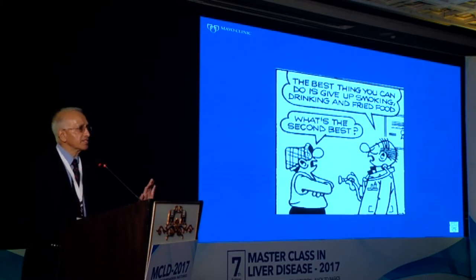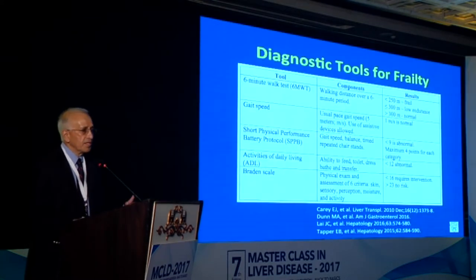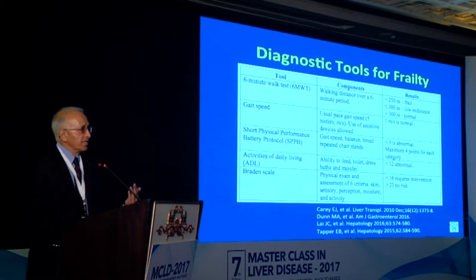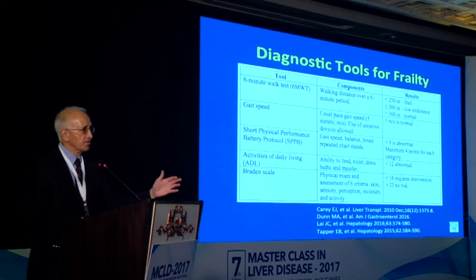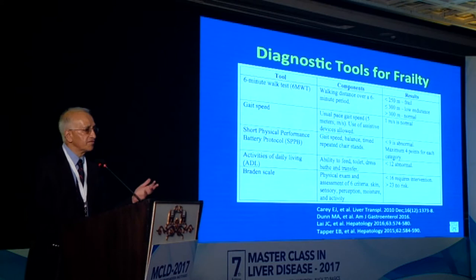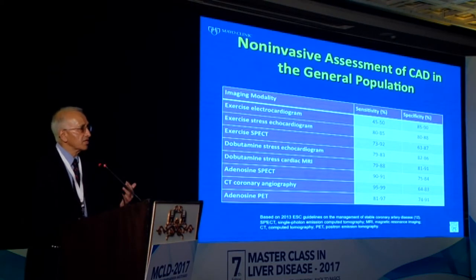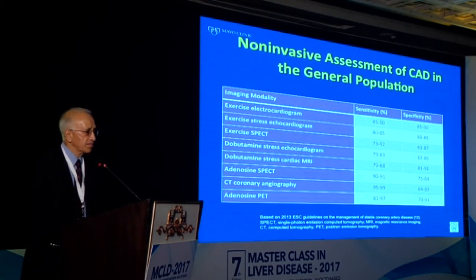In general, when I see patients, I ask them to lose weight and stop smoking, most often we are unsuccessful. I look at frailty in these patients. If you can walk 5 meters in 5 seconds, you're doing good. If you cannot do that, you're probably not a good candidate for transplant. If that fails, we do a 6-minute walk test. If you cannot walk 250 meters in 6 minutes, you're probably not a good candidate for transplant. Once they pass this, then we would consider evaluation of coronary artery disease in specific risk groups.